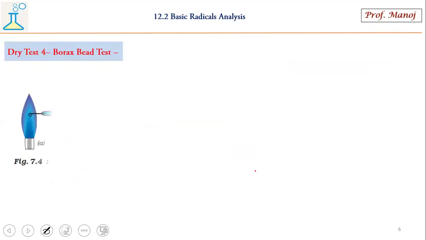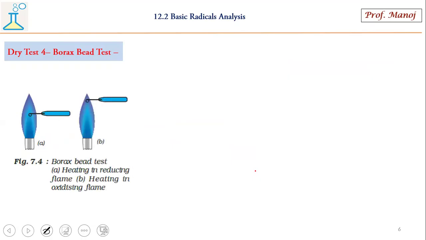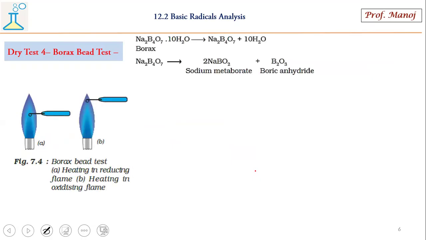Fourth test is known by the name borax bead test. We had studied this bit under group 13 elements. Now what they do is this way. They take borax. This is step number 1. Borax is Na2B4O7. This is heated strongly in the flame. Completely water molecules are lost and you get anhydrous borax.